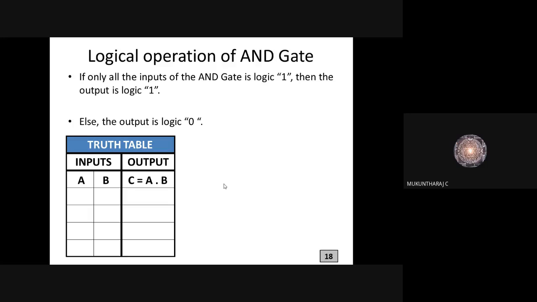We know that here we are dealing with 2-input logic gates. That means 2-input AND gate. The 2 inputs are A and B. On these 2 logic inputs, when you perform AND operation, you will get the logical expression C equal to A dot B. These are things we have discussed in the previous slides.